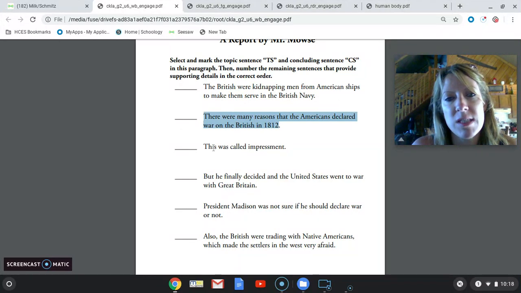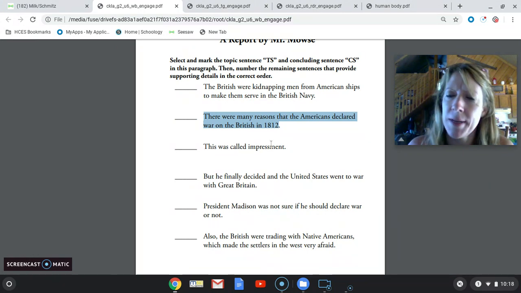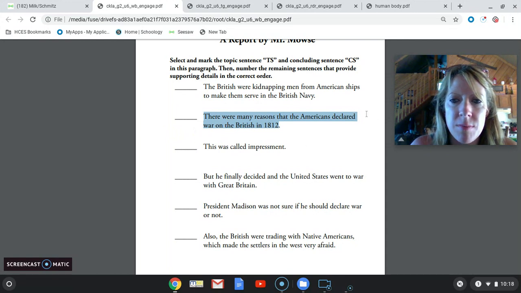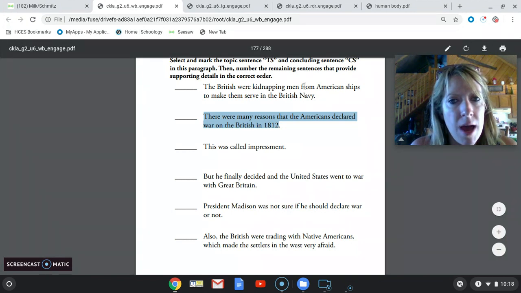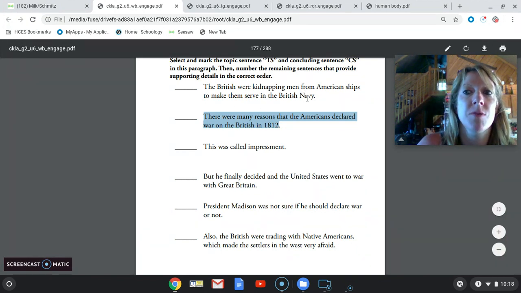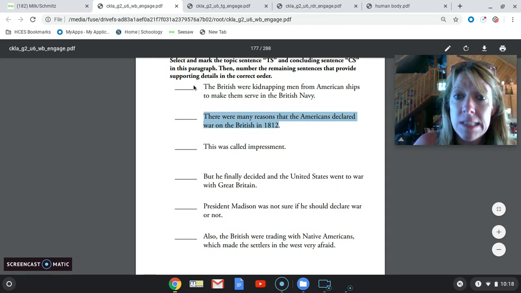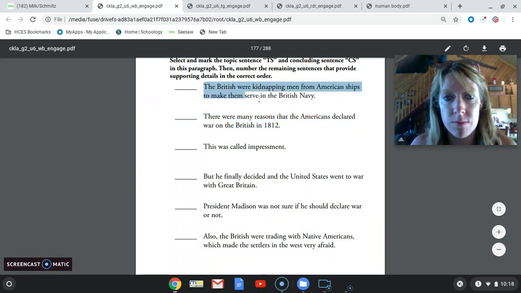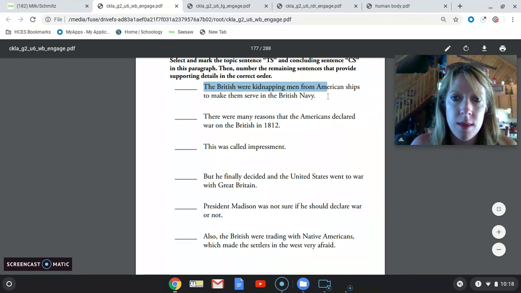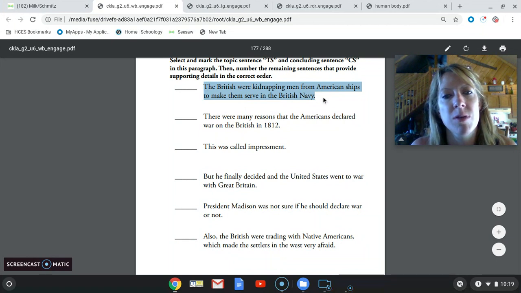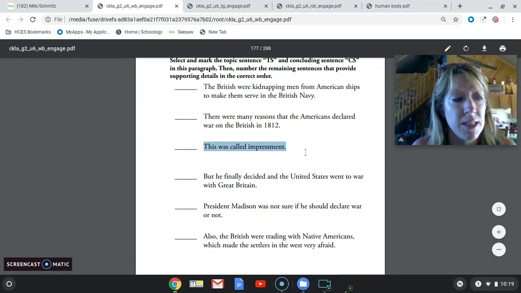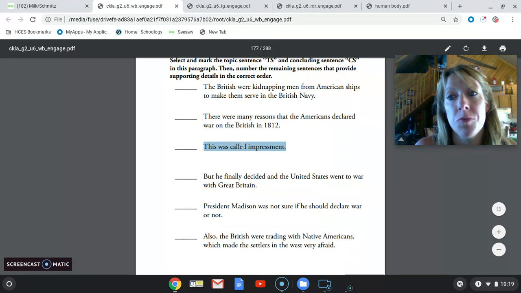Then we need to think of what sentence would come next after this. There were many reasons the Americans declared war on the British in 1812. This was called impressment. Nope, that doesn't go. There were many reasons that the Americans declared war on the British in 1812. The British were kidnapping men from American ships to make them serve in the British Navy. That sounds like it kind of flows nicely. So that would get a number 1. And then if you remember, the British kidnapping men from American ships to make them serve in the British Navy, that was called impressment. So that would get a number 2 next to it.